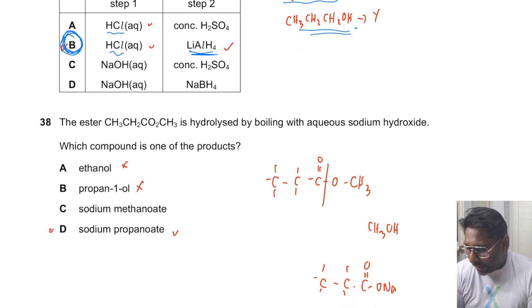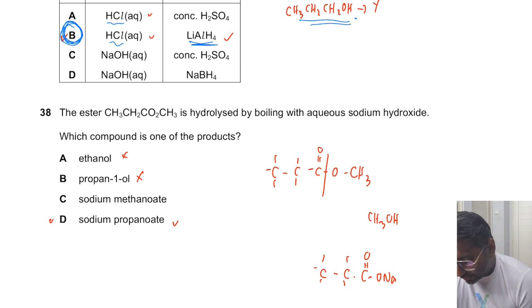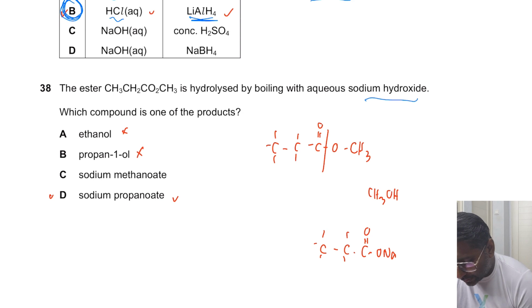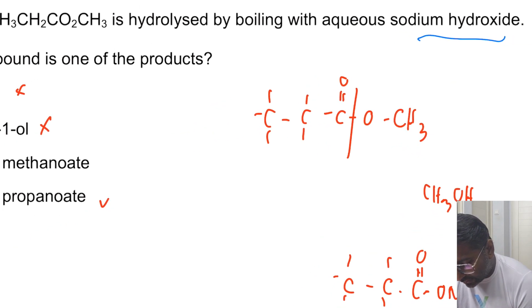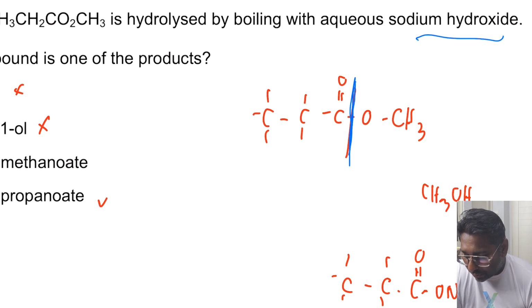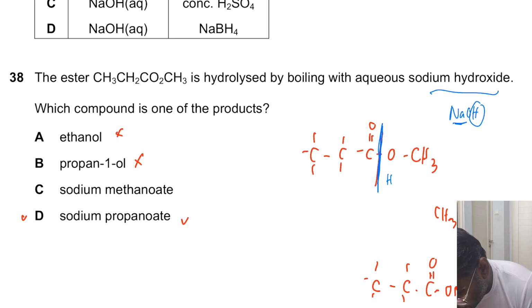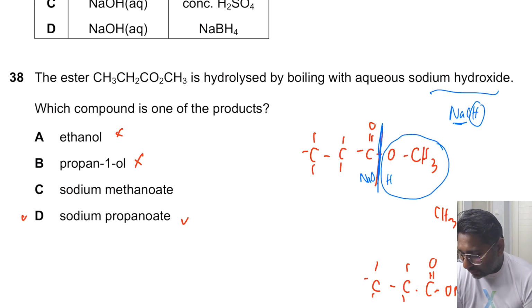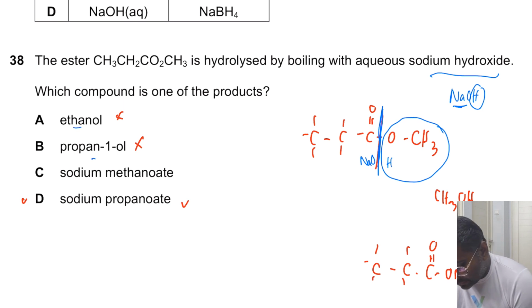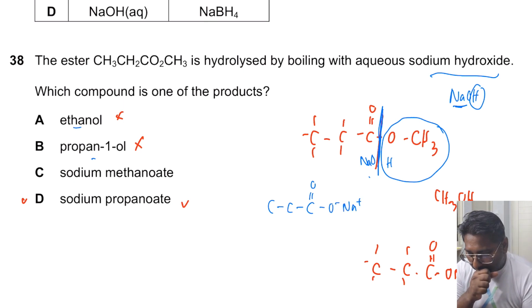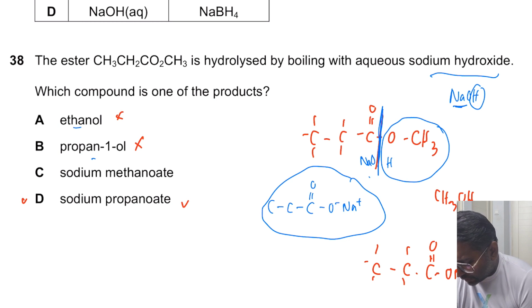38. The ester is hydrolyzed by boiling with sodium hydroxide. So when you have this ester and you do the hydrolysis, you separate it, and you are going to have sodium hydroxide. The NaOH, the hydrogen will come over here, and the NaO will go here. So this will give you methanol, and this one will give you CCC double bond O, O minus, Na. So 3 carbons, sodium propanoate. This will be the answer.